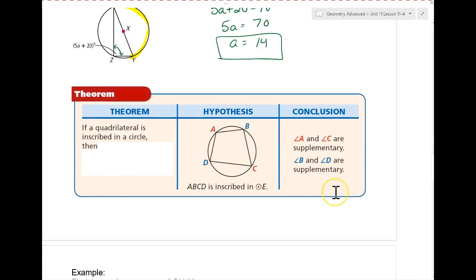All right, now this one is one that throws people, and this is one I like to test and quiz on. Partly because it means you actually had to memorize it, but I also want you to see the common sense stuff behind it. So let's write the theorem down, then I'm going to explain to you why it works. It says, if a quadrilateral is inscribed in a circle, then its opposite angles are supplementary.